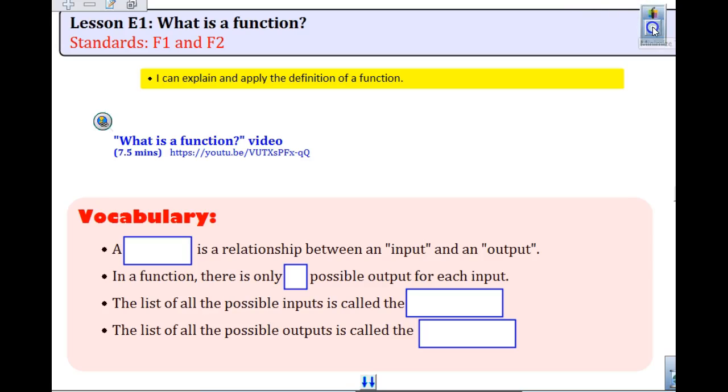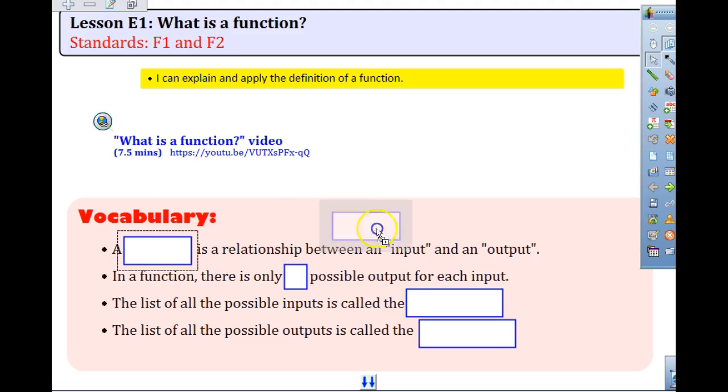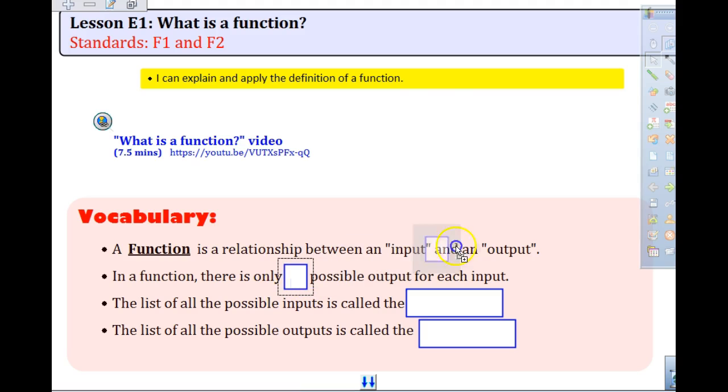Okay, so when we are looking at this first one, what our video was about was functions, right? So if we are filling in our first vocabulary, we should put: a function is a relation between the input and an output. In a function, there is only one possible outcome for each input.